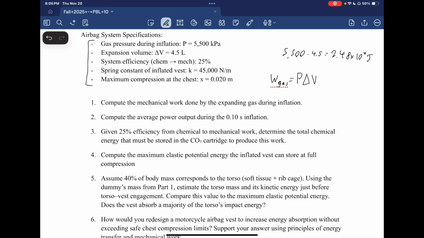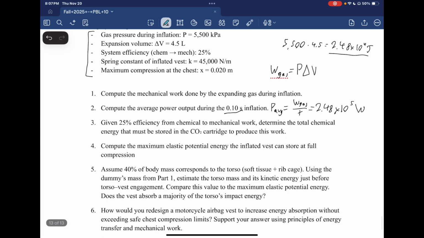Average power output during the 0.1 second inflation. So average power will equal the work done by the gas divided by the time that that takes. So this is our 2.48 times 10 to the fourth divided by our time, which is 0.1. And this will equal 2.48 times 10 to the fifth. And then this is power, so this is watts.